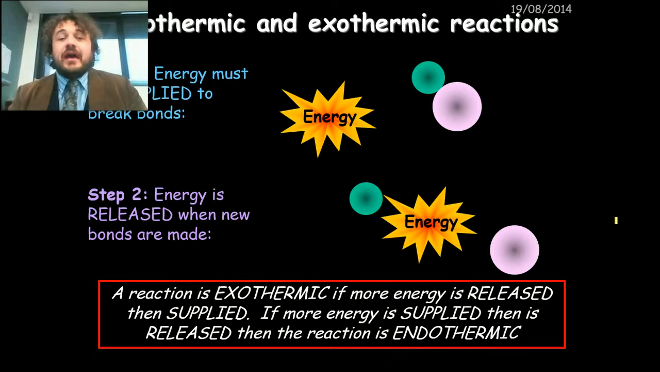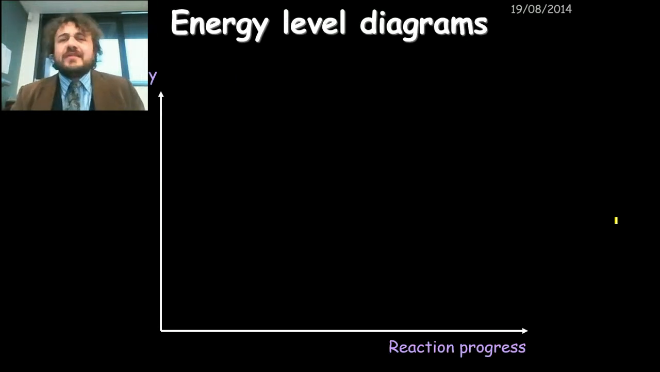Now, exothermic and endothermic reactions. Basically, whenever a chemical reaction happens, energy will be supplied and it will be released. An exothermic one is where there's more released than supplied. Endothermic is when there is more supplied than is released. For an exothermic one, the amount of energy of the molecules decreases, and the amount of energy of the molecules increases for endothermic. Now, when we talk about delta H, by the way, we are talking about the potential chemical energy of a substance.